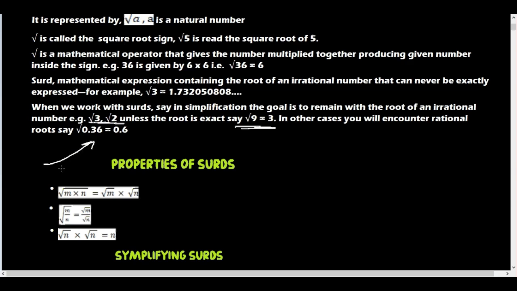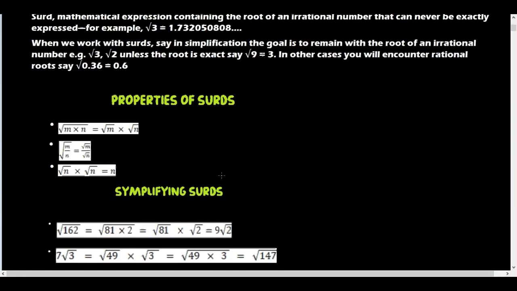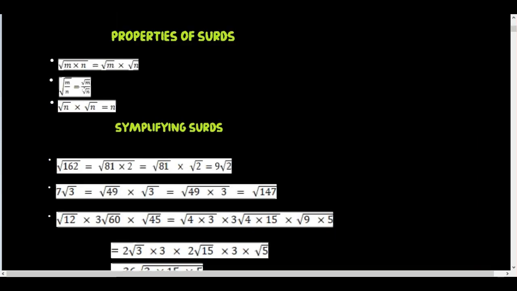But there are also other cases, like when you're given the square root of a decimal number like 0.36, and you're told to simplify. Therefore, you can simplify that because it's exact. You have 0.6 there.